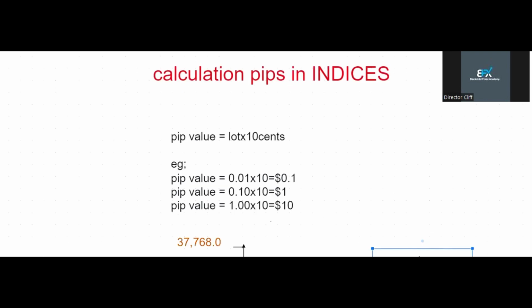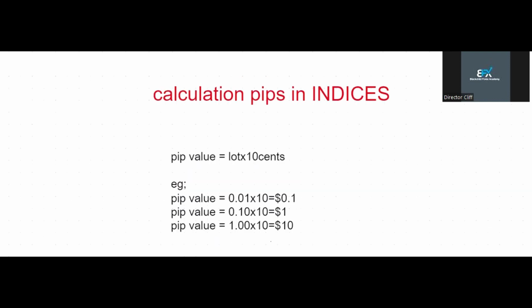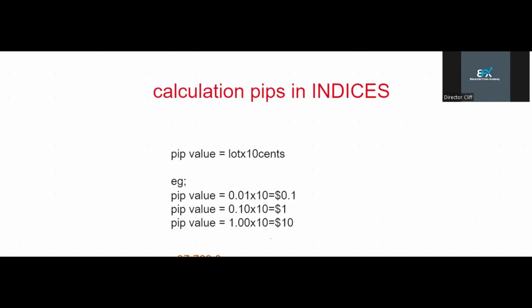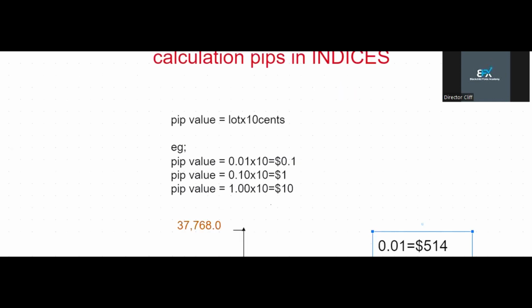NASDAQ. But before I go there, I just want to give you a quick view on how pips are calculated in currencies so that you should know how to differentiate how to calculate pips in indices and pips in currencies. So for example, in currencies, one pip value, a simple pip value is equal to lot size times 10, or I can say a simple pip value in Forex is equal to 10 cents, right?